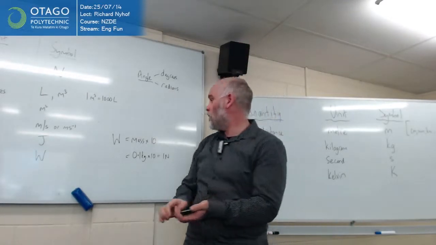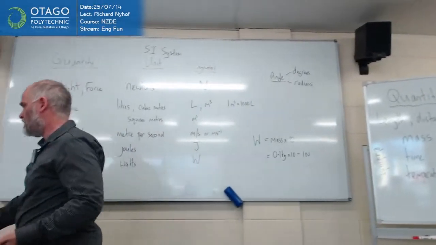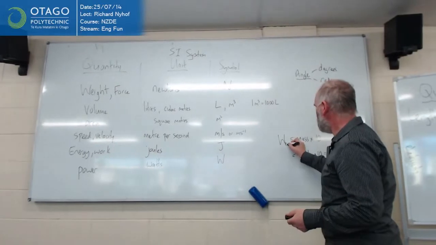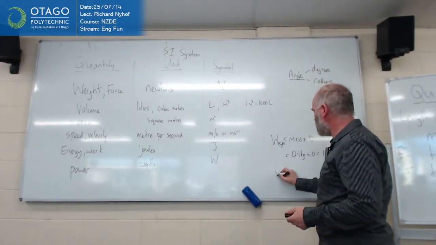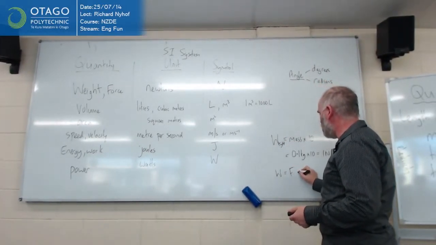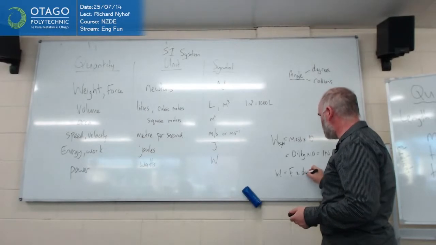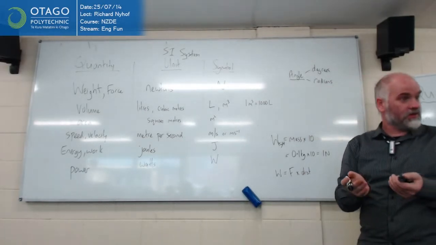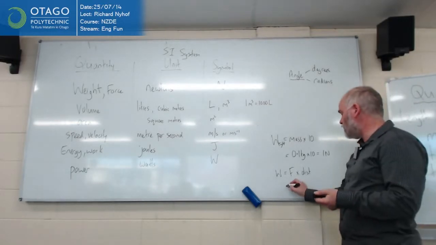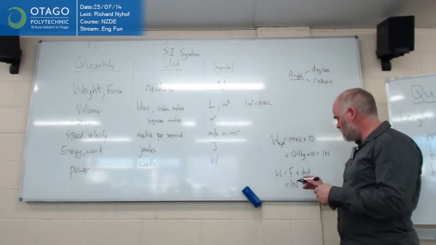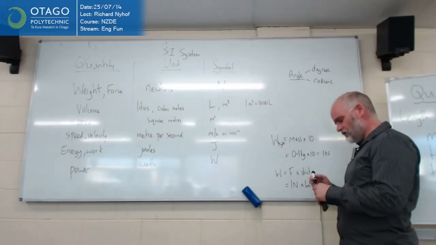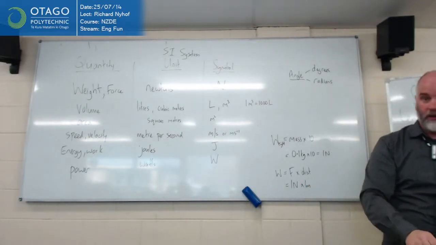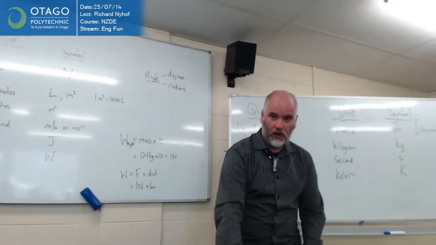Okay, so work. I've got two W's here. This W was weight. But work is whatever force I'm moving times whatever distance I'm moving, as long as I'm going straight against the force. So if I want to do 1 Newton times 1 metre, I'm going to move my 1 Newton, I'm going to move it 1 metre.